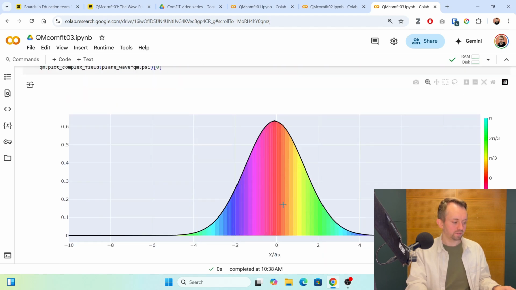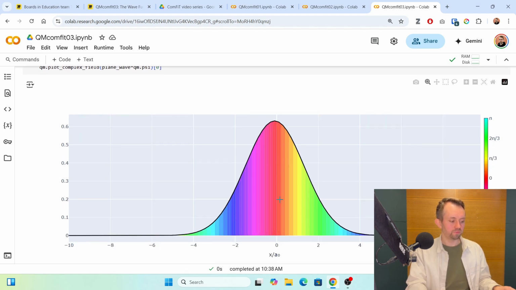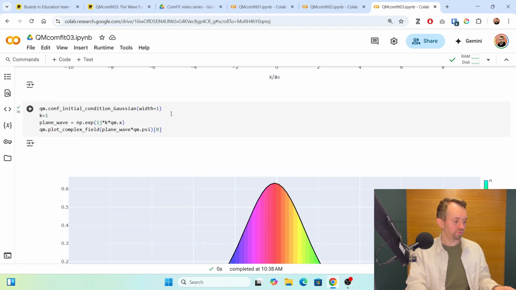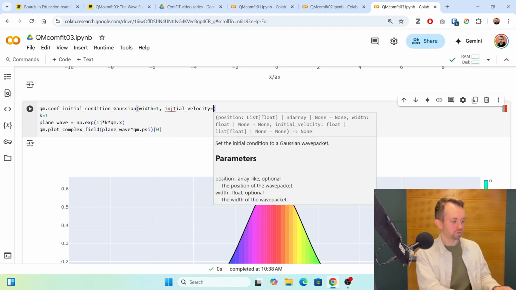And in fact, this is exactly the function that we get if we set the initial velocity of the function to be 1.